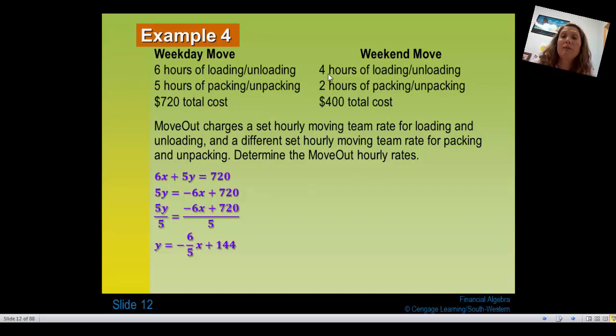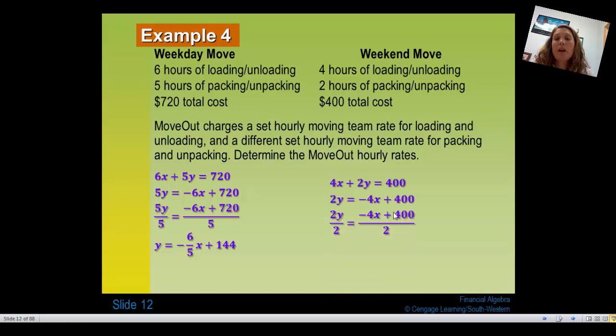Now I'm going to do the same thing for the other side. So take a minute, pause the video, see if you can come up with the equation. So you should have 4x plus 2y equals 400. And then 2y equals negative 4x plus 400. And then when you divide everything by 2, you end up with y equals negative 2x plus 200. You now have two beautiful y equals equations.